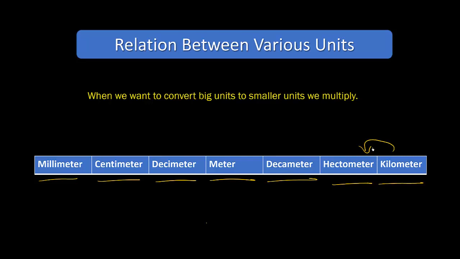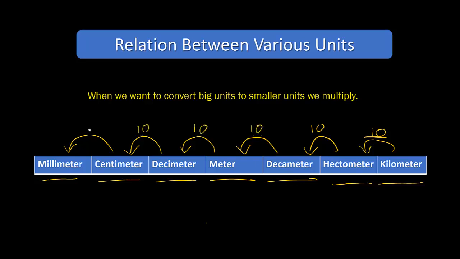Every time we're going to be converting from a bigger one to a smaller one, it always carries a tens unit. That means you're going to have to multiply it once more by 10. So if I want to convert hectometer to decameter, decameter to meter, meter to decimeter, and decimeter to centimeter, or centimeter to millimeter, it's always going to carry a tens unit. That means always you're going to have to multiply it once more by 10.